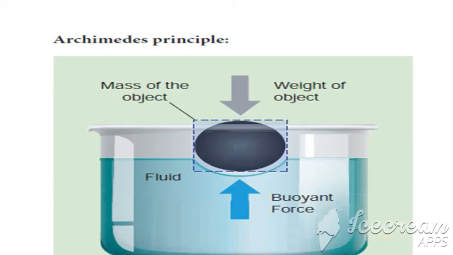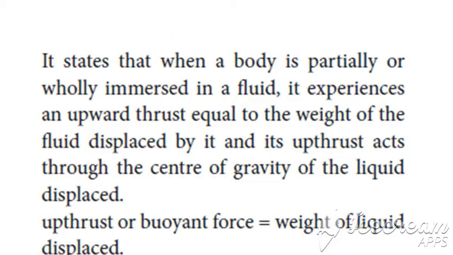Okay, so this body is now partially immersed in the fluid like this. Then for this object there is a buoyant force, which is acting in the upward direction. This is the weight of the object which acts downwards. Okay, and this buoyant force is called the upthrust, and this process is called what? Buoyancy. Clear?